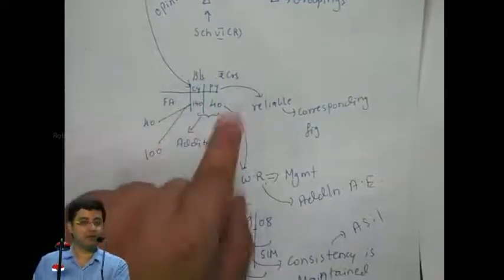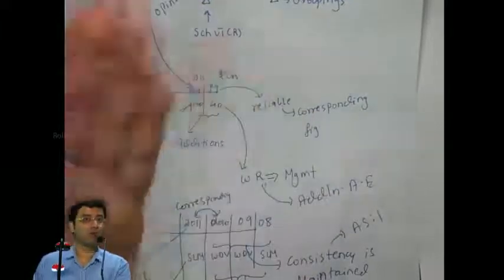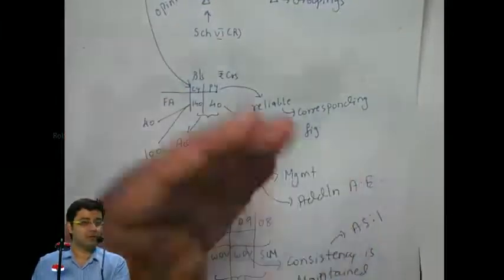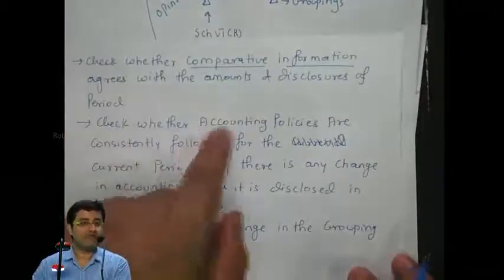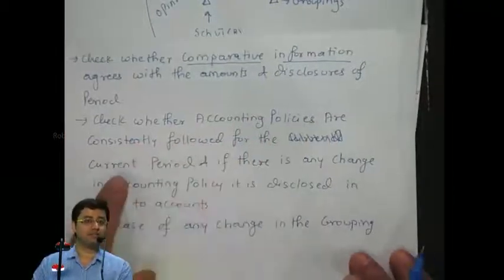That is why we have to make sure that when it is 40 year, is the whole 40 carried forward in the next year or not. Because of this whole 40 coming in the next year, your job will become easier. Okay, check whether accounting policies are consistently followed in the current period.